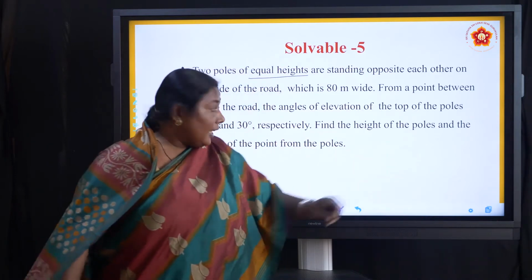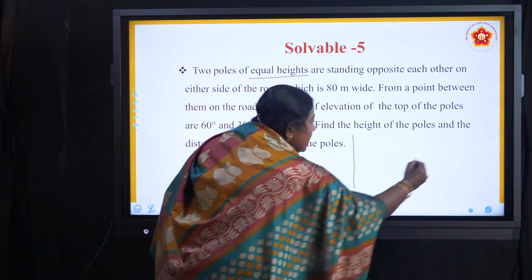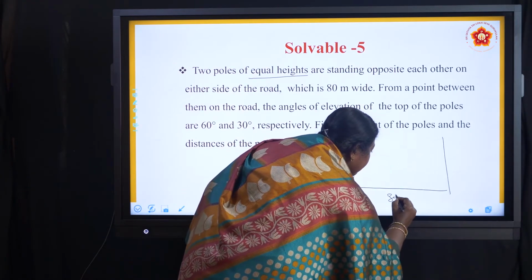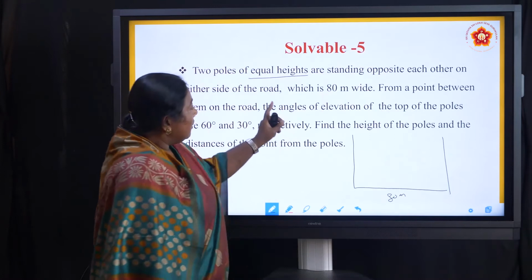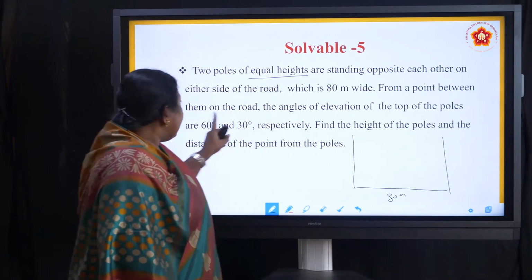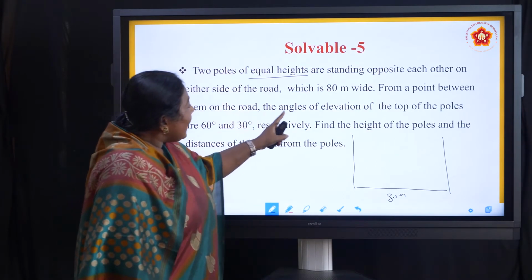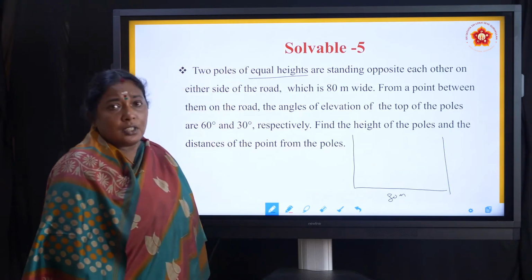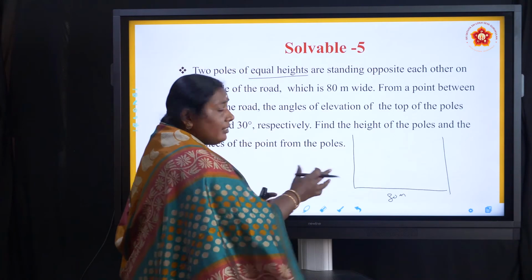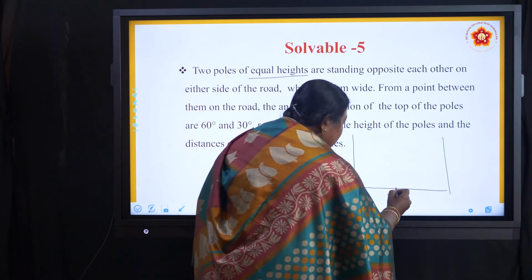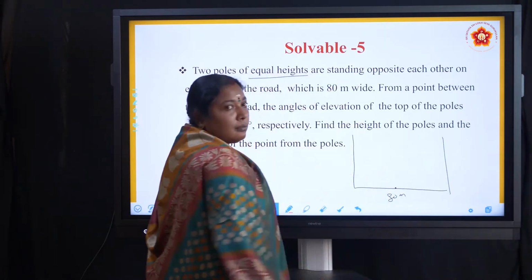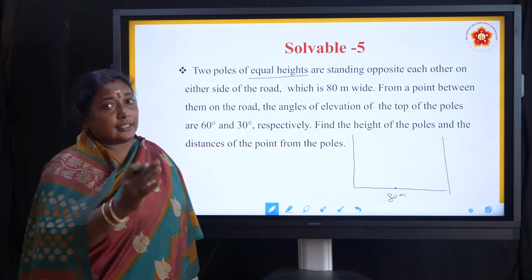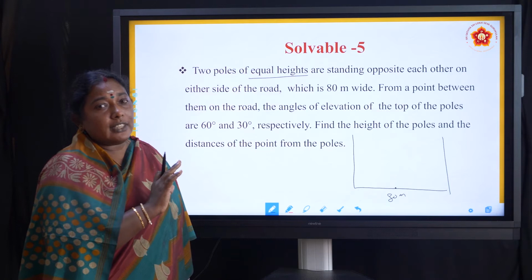So the distance between the two poles is 80 meter. From a point between them on the road, the angle of elevation of the top of the poles is 60 and 30. So they didn't tell from where to where and all. Stand somewhere and look at both the poles. So one pole you are going to see with 30 degree and another pole you are going to see with 60 degree.